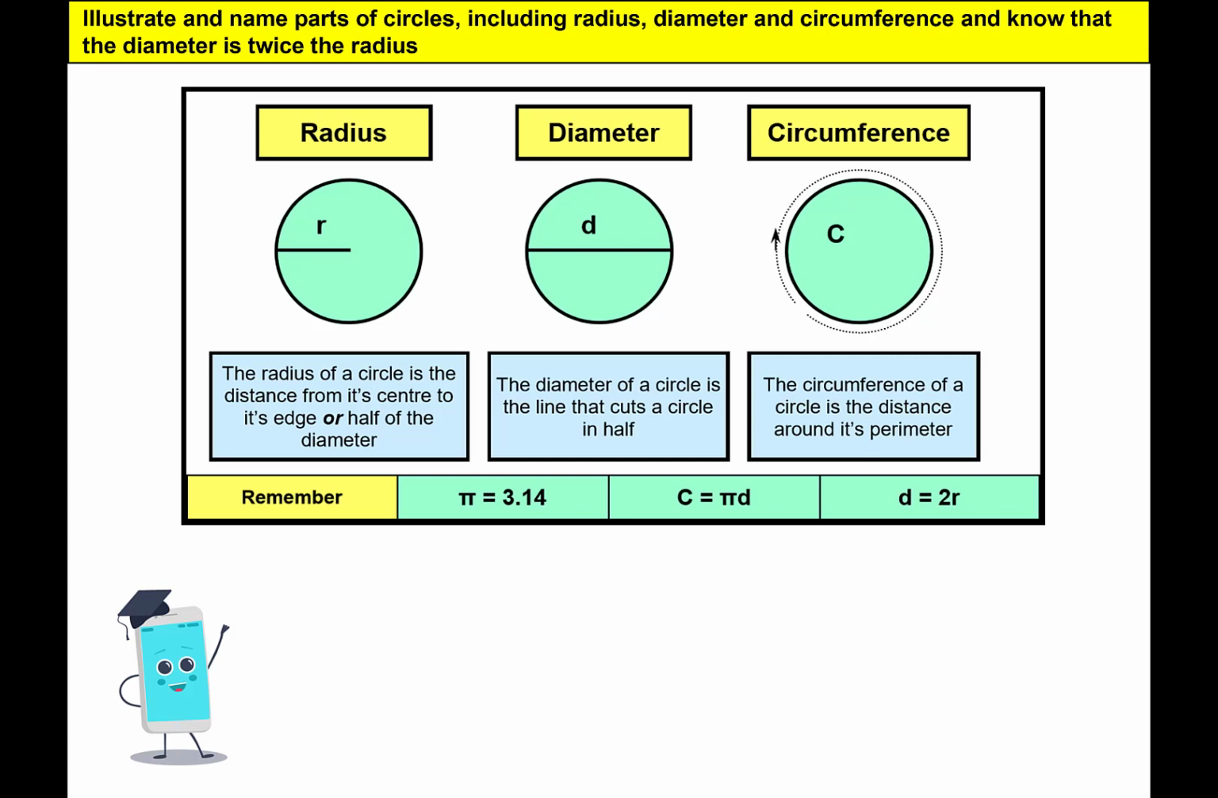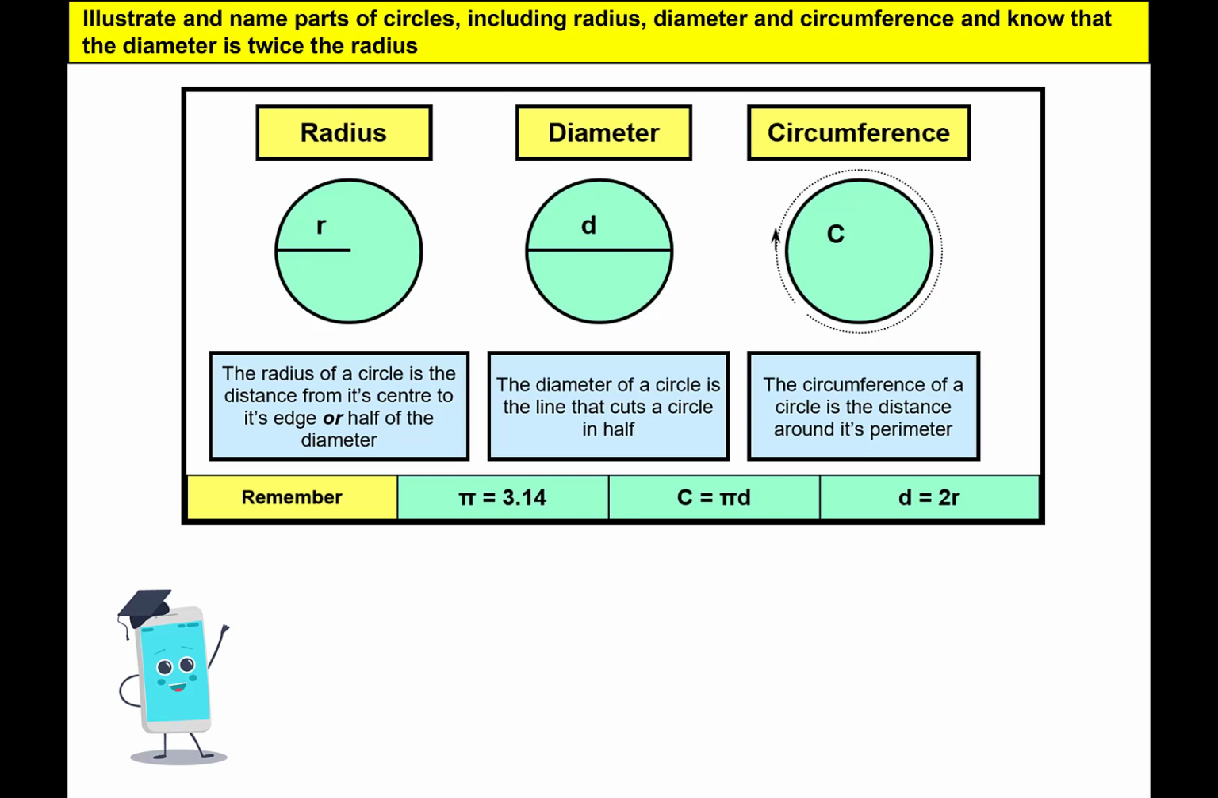If you look across at the diameter, you'll see that the diameter is actually a line that cuts the circle in half. That line will travel through the centre of the circle as well. If you compare it to the radius, you'll see that it's actually double the radius, and the radius is half the diameter. So the radius travels from the centre to the edge. The diameter travels from one edge to the other edge, but through the middle, through the centre of the circle. It will cut the circle in half.